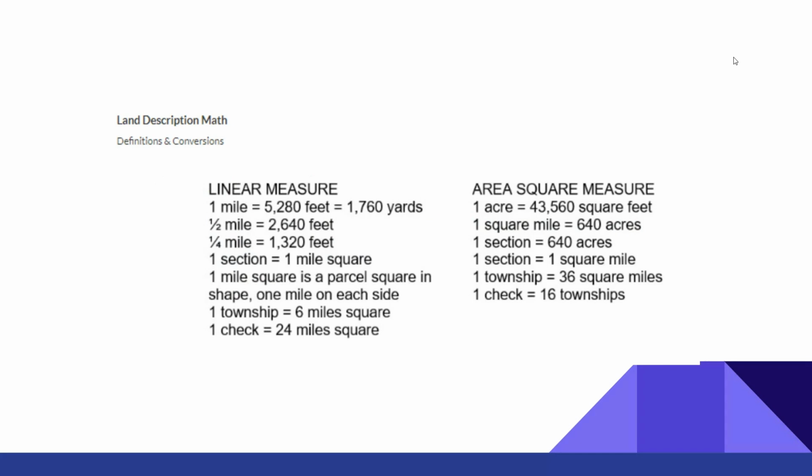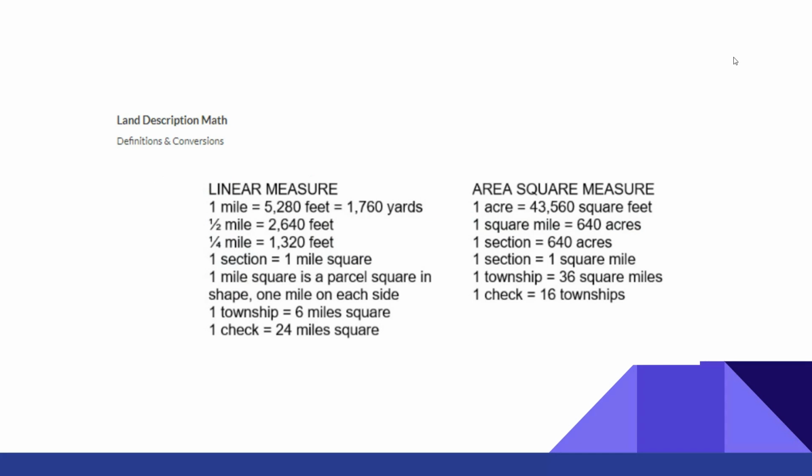Linear measure. 1 mile equals 5,280 feet equals 1,760 yards. 1/2 mile equals 2,640 feet. 1/4 mile equals 1,320 feet. One section equals 1 mile square. 1 mile square is a parcel square in shape, 1 mile on each side. One township equals 6 miles square. One check equals 24 miles square.